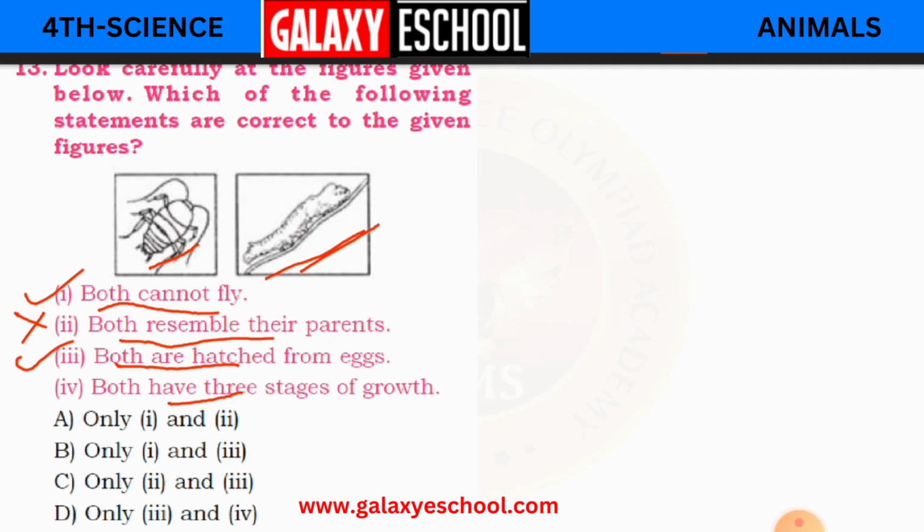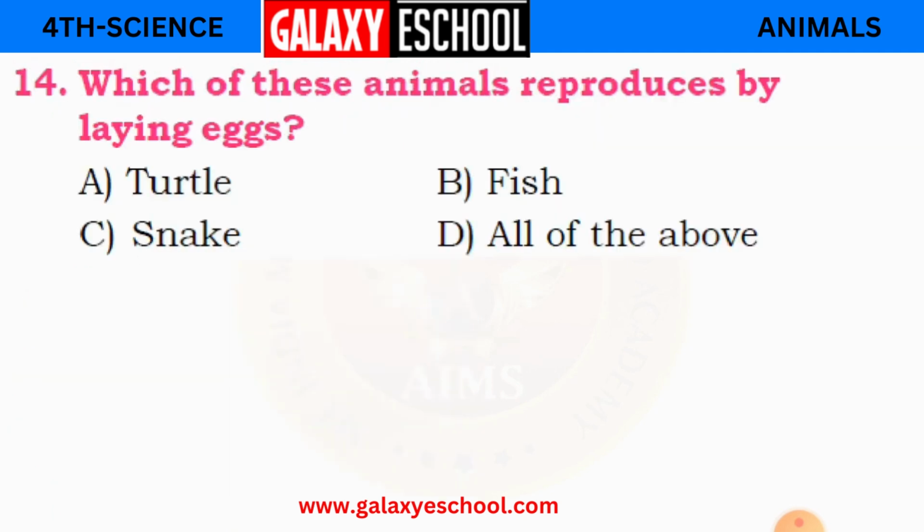No, when we talk about the life cycle, butterfly has 4 stages of growth. And this larva, or we can also call it a caterpillar, is the butterfly's young one. So that is why this statement is also wrong. Now which are the correct statements, children? 1 and 3, only 1 and 3. So B option is the correct one. See here, B option is the correct statement. Clear children? Okay, now we'll go with the 14th question.